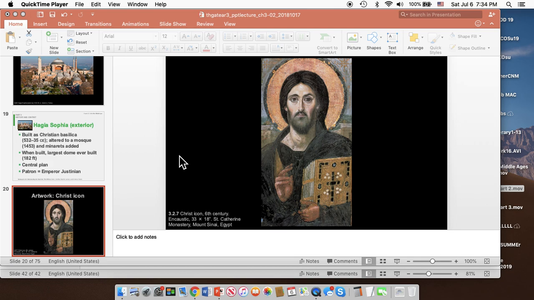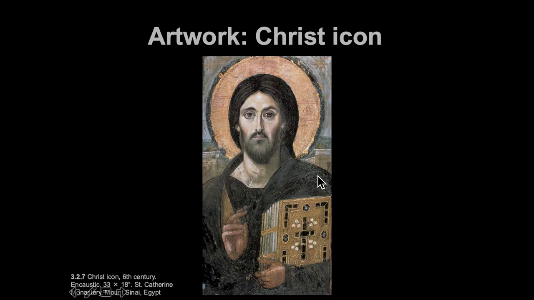Chapter 3.2, the Middle Ages, Part 2. So we're going to get into icons here, and this is a Christ icon. He's not always the focus of an icon, but these are kind of small. It's like 3 feet by almost a foot and a half.